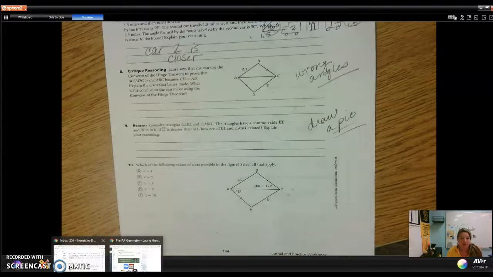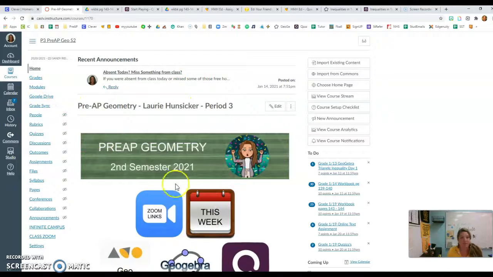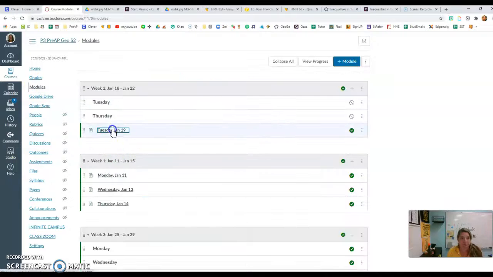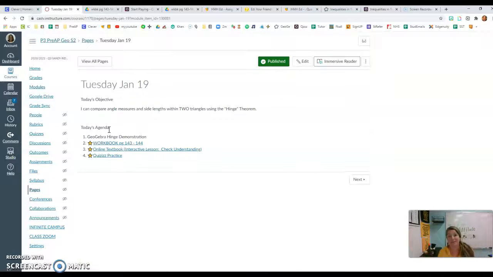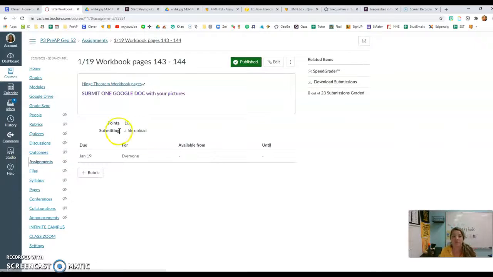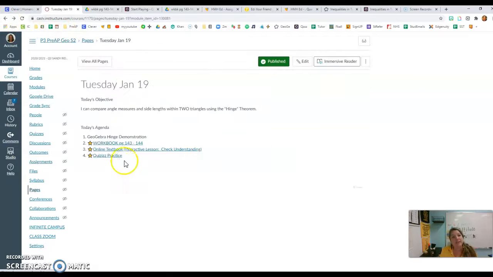All right, let's go look at what else you have to do. So if you come back in here, you either click on this week or you click on modules, click on Tuesday or Wednesday, depending on what day it is. Remember, in the workbook, you're going to submit one Google Doc with both of your pictures, okay? The next thing you're going to do is the online textbook. There's an interactive lesson check for understanding on your online textbook.